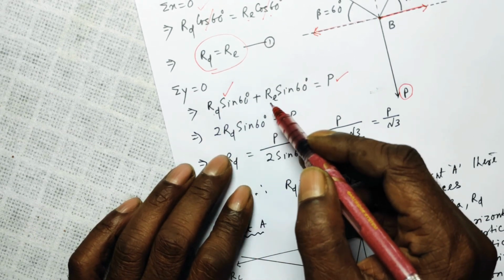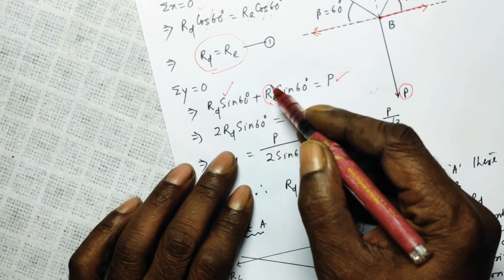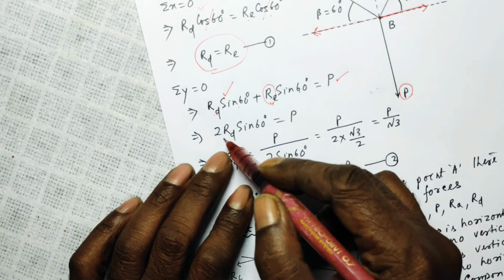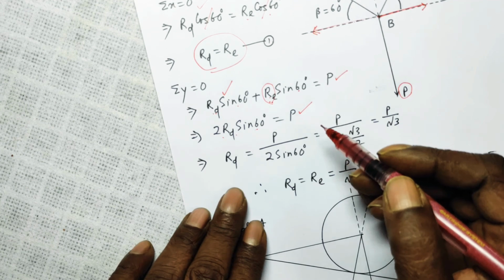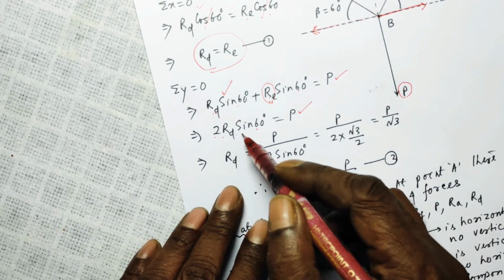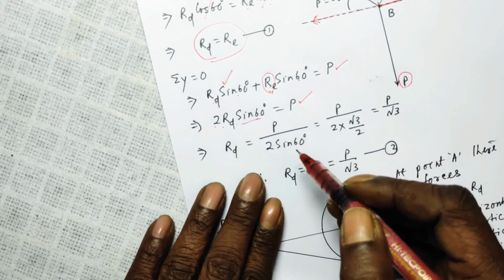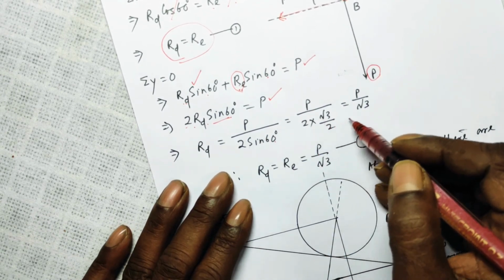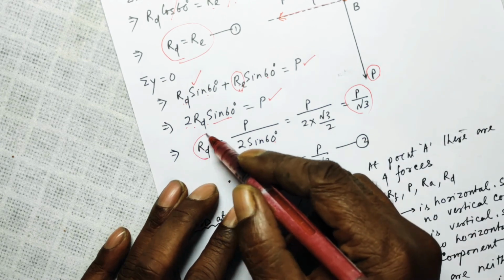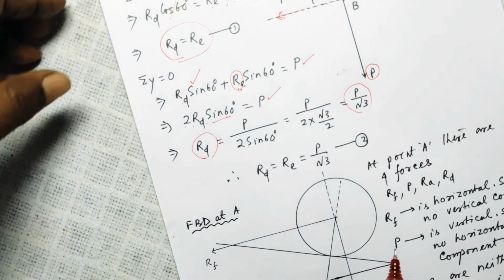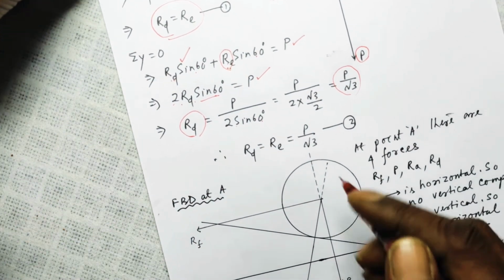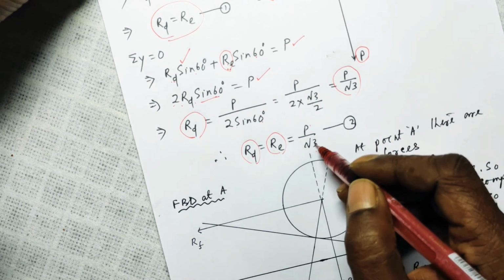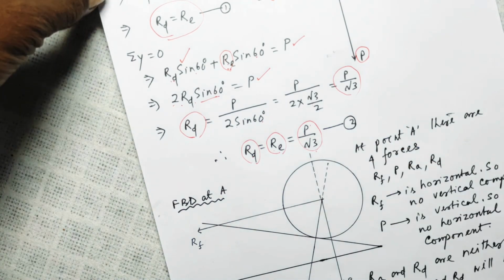Since RD is equal to RE, for RE I can put RD. So RD sin 60 plus RD sin 60, so 2 times RD sin 60 is equal to P. So 2 sin 60 comes to the right hand side. So RD becomes P over 2 sin 60. Put the value of sin 60. This comes out to be P over root 3. And since RD is equal to RE, therefore RE is equal to P over root 3. Both RD and RE are equal to P over root 3.